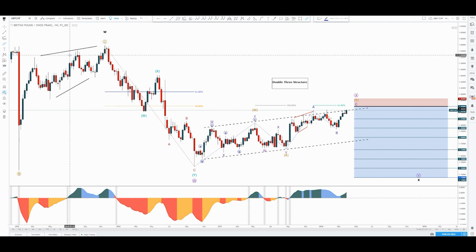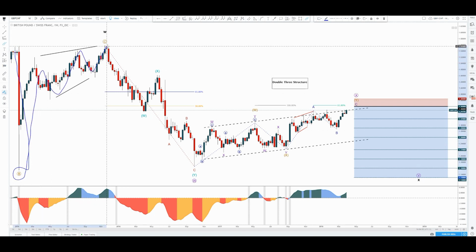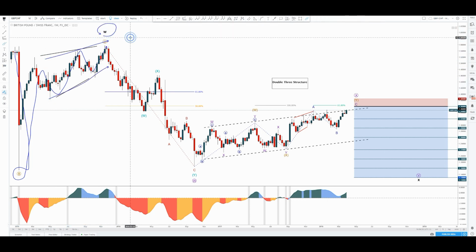get you updated on what's been happening. So, let's say, for instance, in January 2015, this is the SNB surprise, right? The way I'm labeling this is as the C leg within this primary B, and then the final C leg in an ending diagonal, thus completing this cycle wave W.